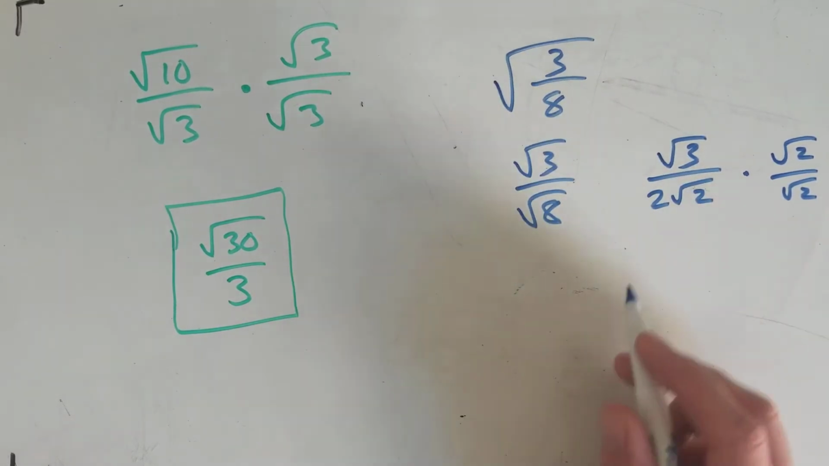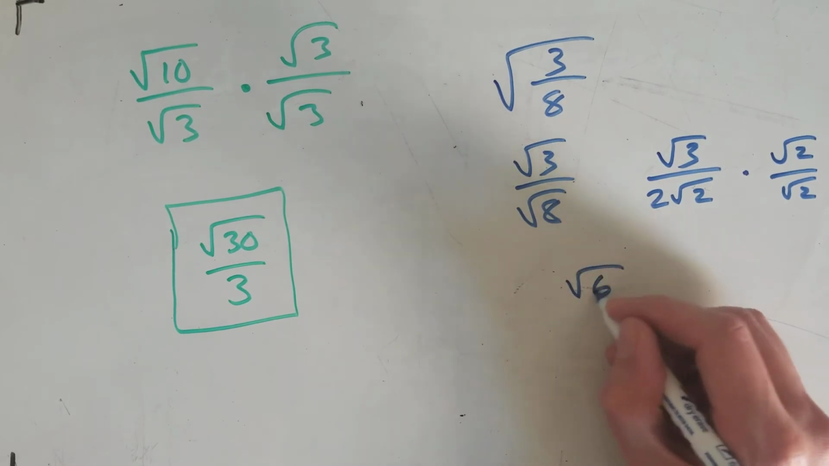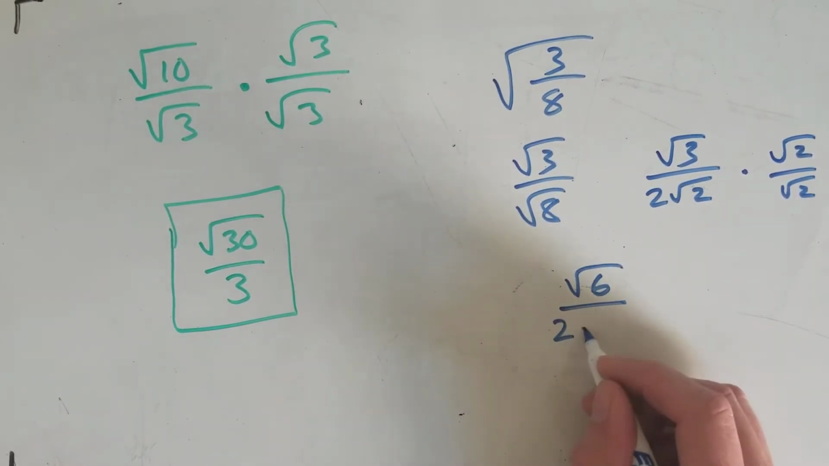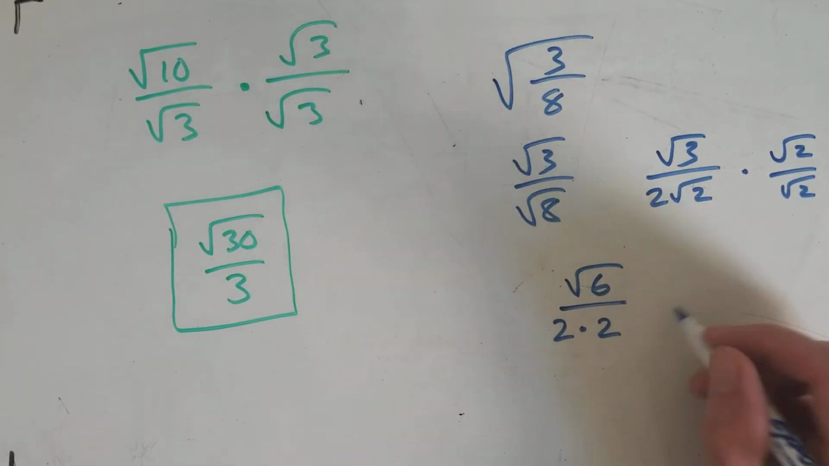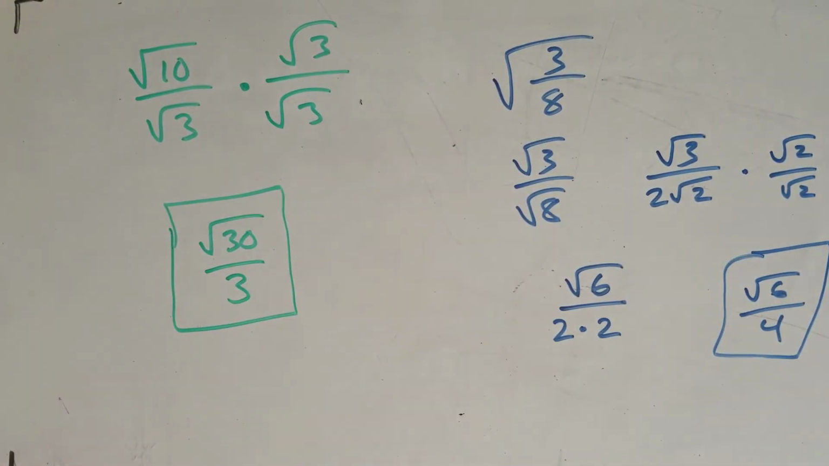So on the top, you're going to have square root of 3 times the square root of 2 is the square root of 6. On the bottom, you're going to have 2 times the square root of 2 times the square root of 2 is 2 times 2, so on the bottom you'll end up with 4. So you'll have the square root of 6 over 4. This would be in simplest form.